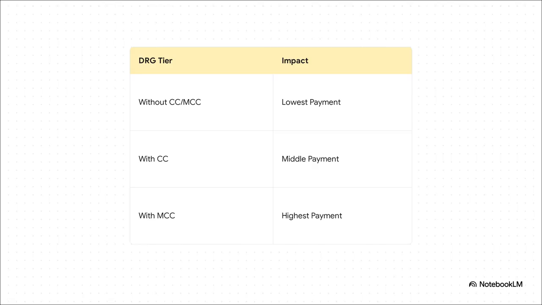Think of the DRG triplet structure almost like a 3-tier podium. Down at the bottom, without CC/MCC, yields the lowest relative weight and the lowest payment. In the middle, with CC, gives a mid-range payment. And up at the top tier, with MCC, results in the highest payment, because it has the highest relative weight. So your accurate coding of secondary diagnoses literally determines which tier the hospital lands on for that patient's stay. No pressure, right?